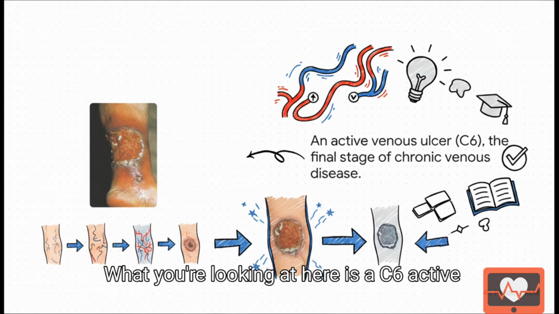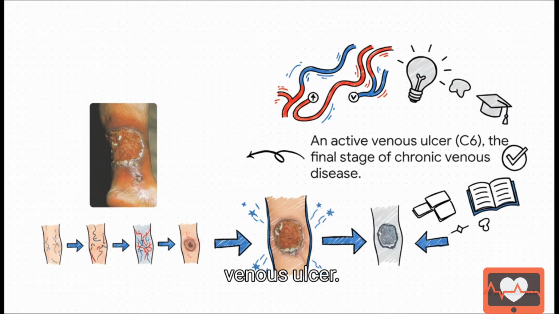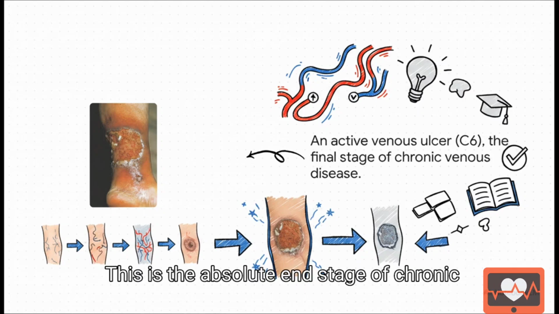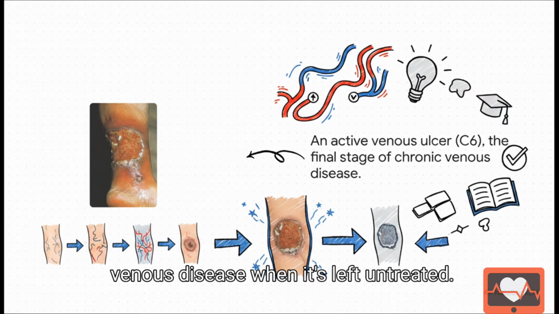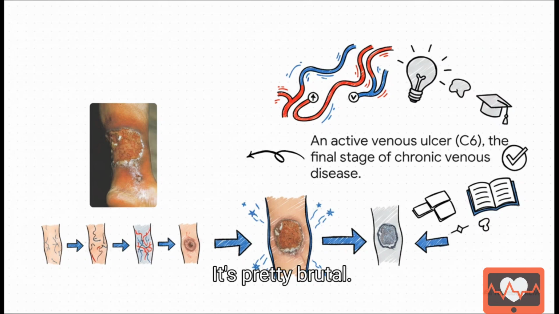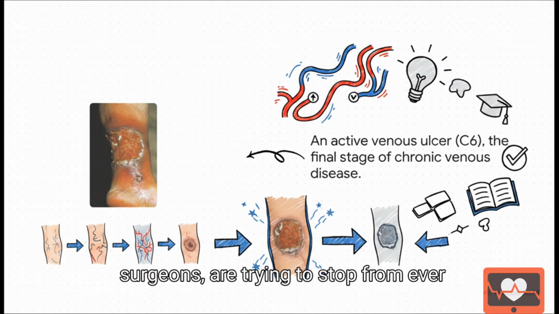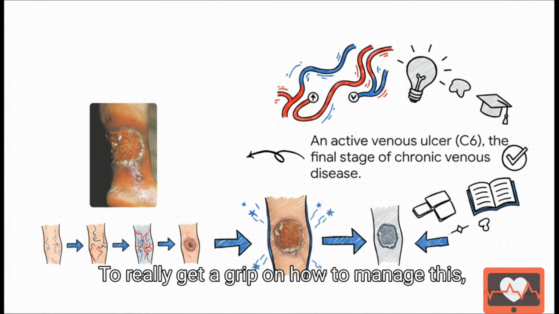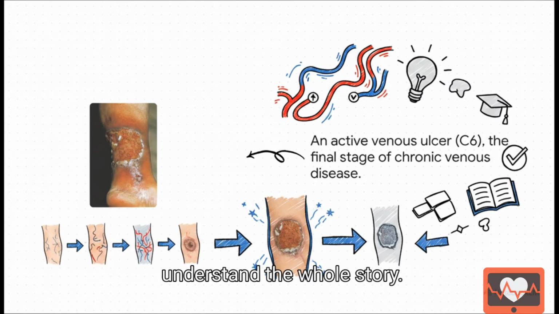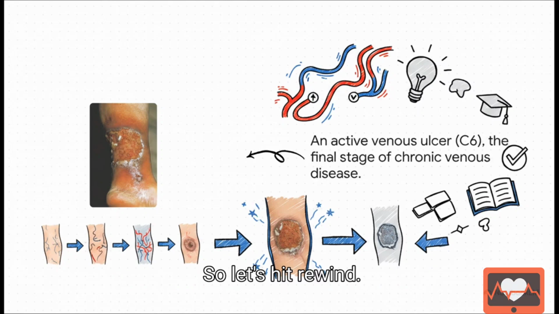What you're looking at here is a C6 active venous ulcer. This is the absolute end stage of chronic venous disease when it's left untreated. It's pretty brutal. And this is exactly what we, as future surgeons, are trying to stop from ever happening. To really get a grip on how to manage this, we've got to go back to the beginning and understand the whole story. So, let's hit rewind.